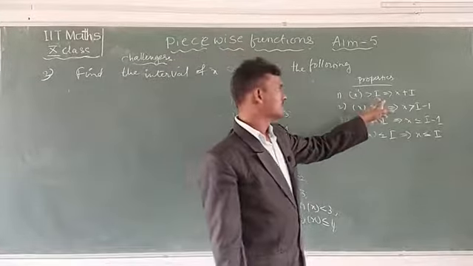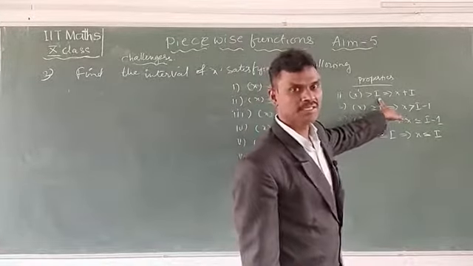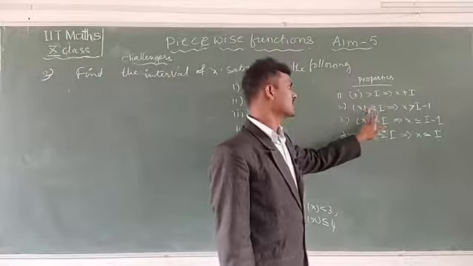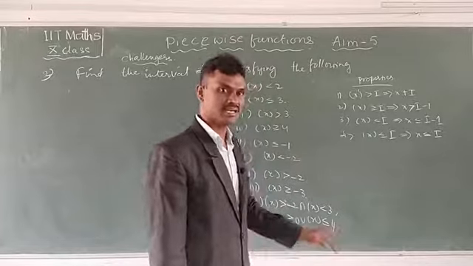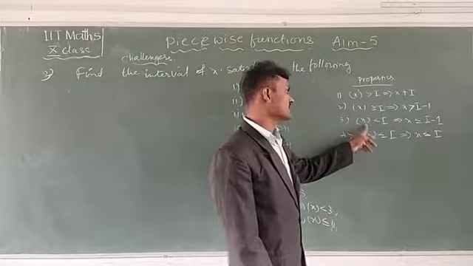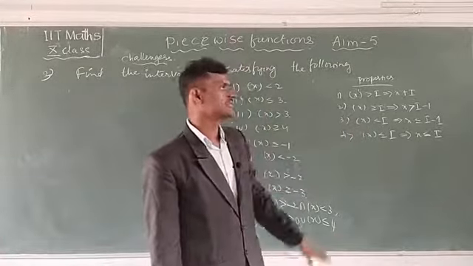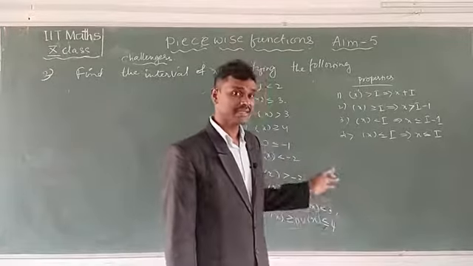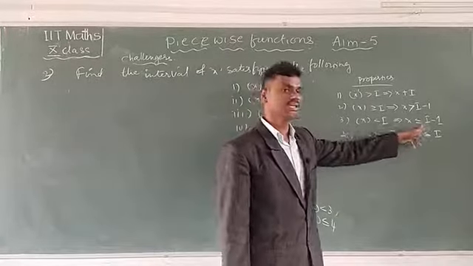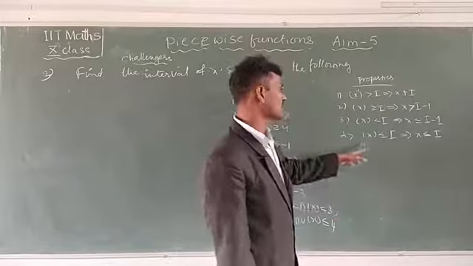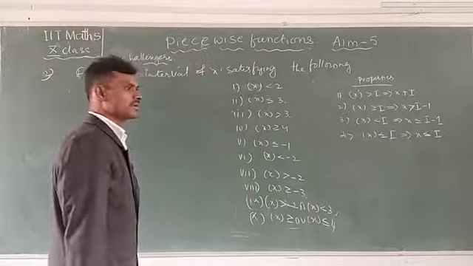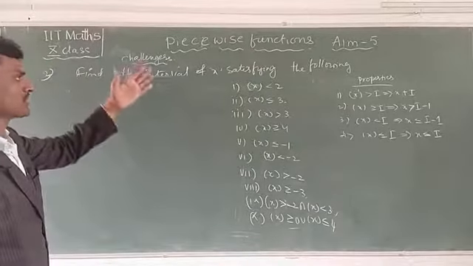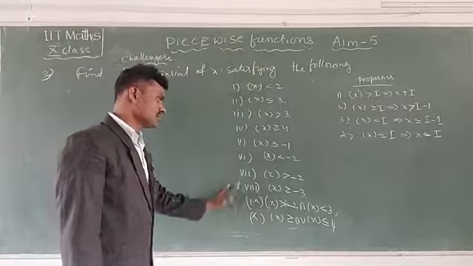Here step x is less than I means x is less than or equal to I minus 1, and step x is greater than or equal to I means x is greater than I minus 1. Next, step x is less than or equal to I means x is less than or equal to I. Are these properties correct or not? We have to explain through this problem.